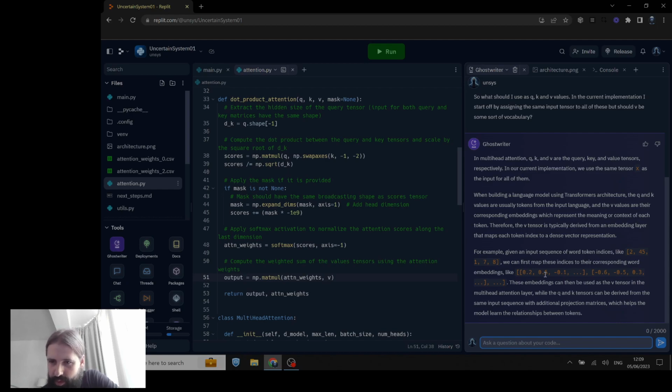For example, given an input sequence of word token indices like 245, we can first map these indices to their corresponding word embeddings, like blah, blah, blah. These embeddings can then be used as the V tensor in the multi-head attention layer, while the Q and K tensors can be derived from the same input sequence with additional projection matrices, which helps the model learn. Yeah. Okay, so can you walk through a smaller example step by step?